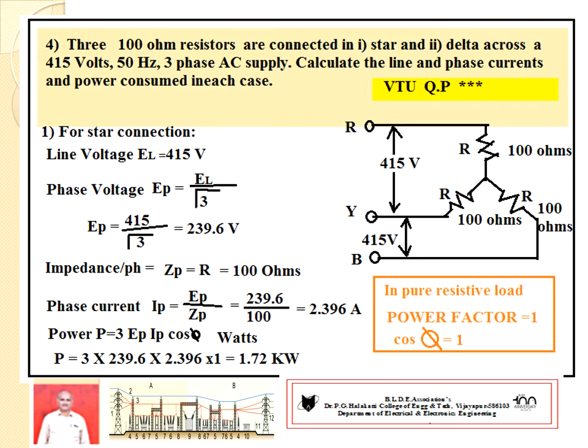Getting the idea? Once again, line voltage is given. EL equal to 415 volts. Case number 1 for star connection. Phase voltage equal to line voltage by root 3. So we are getting 239.6 volts. Impedance per phase ZP equal to R equal to 100 ohms. Therefore, phase current IP equal to EP by ZP, that is EP by R, 239.6 divided by 100, 2.39 ampere.